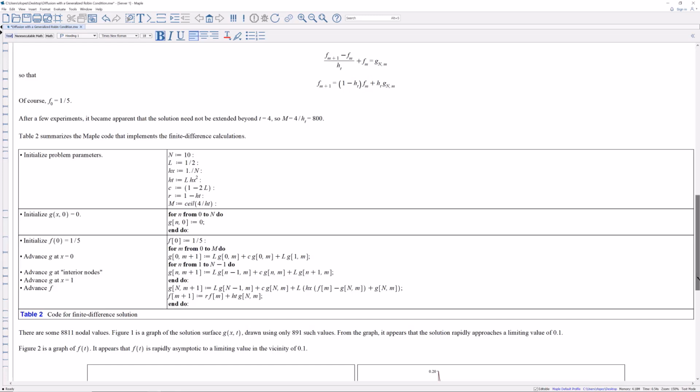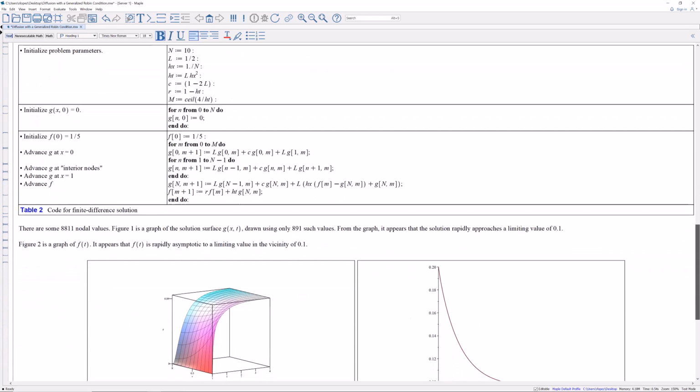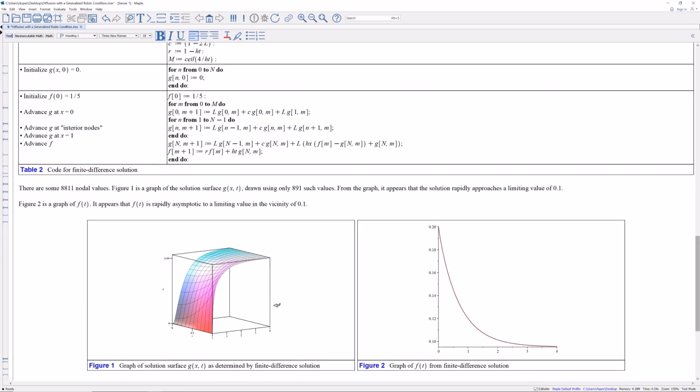So having generated all the data points, 8811, I draw two figures. One where I draw the solution surface, and one where I draw a graph of f of t. Now, the actual code that draws these two graphs is hiding behind the cell, and I'll show you once how you can get to it. Now, I do it from the keyboard, but let's show you.